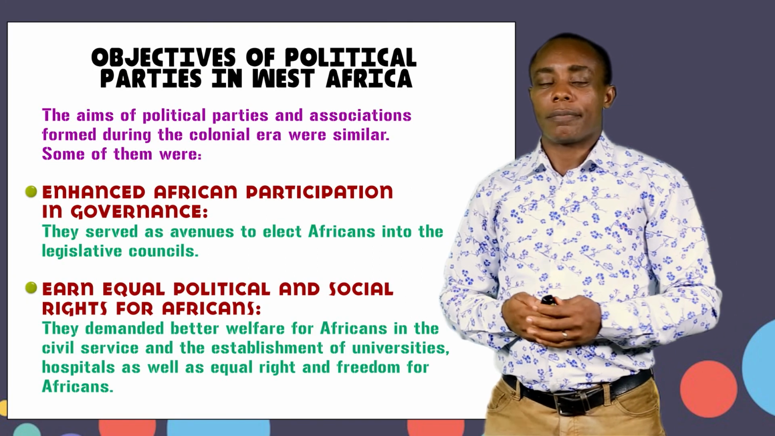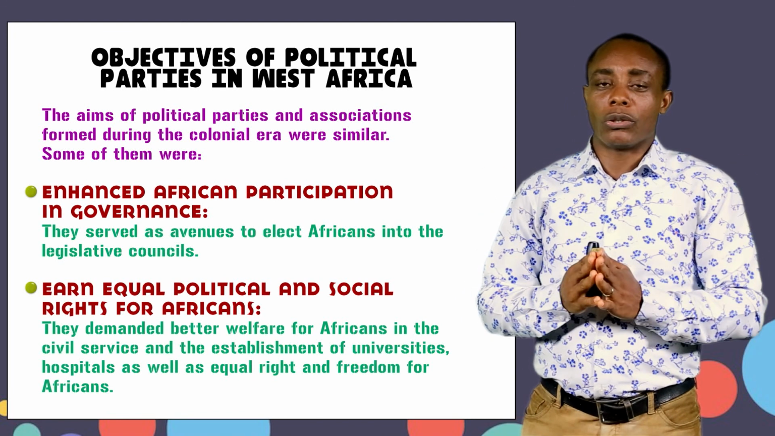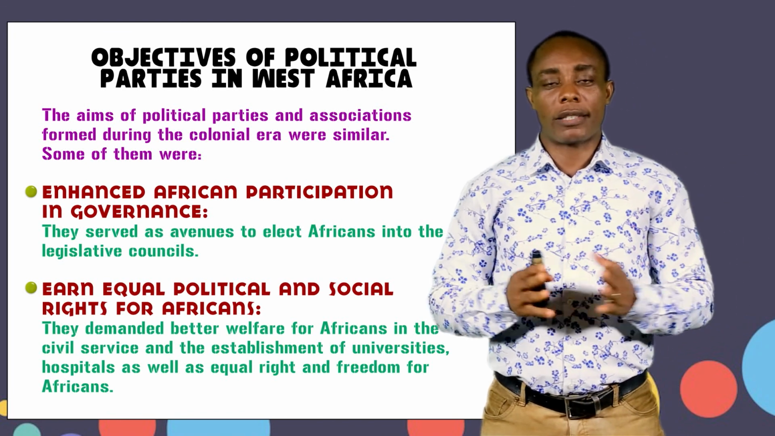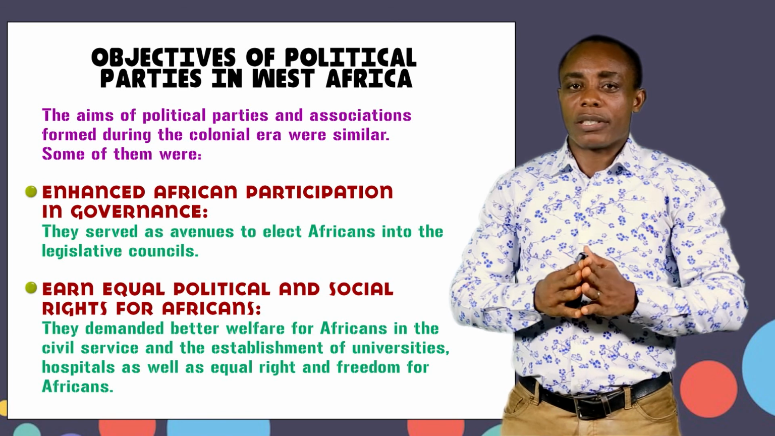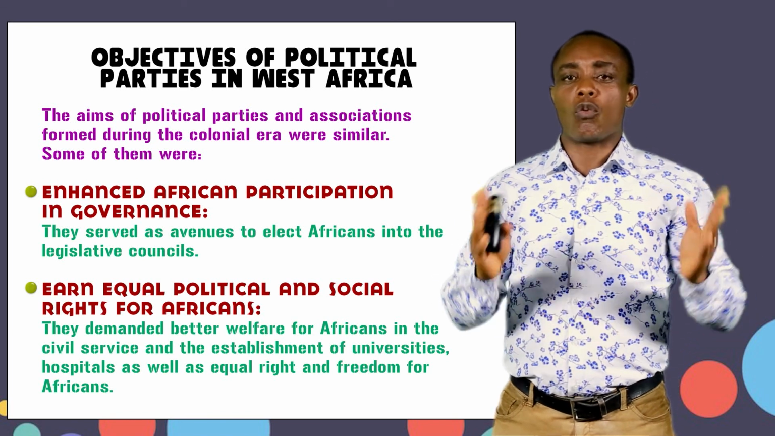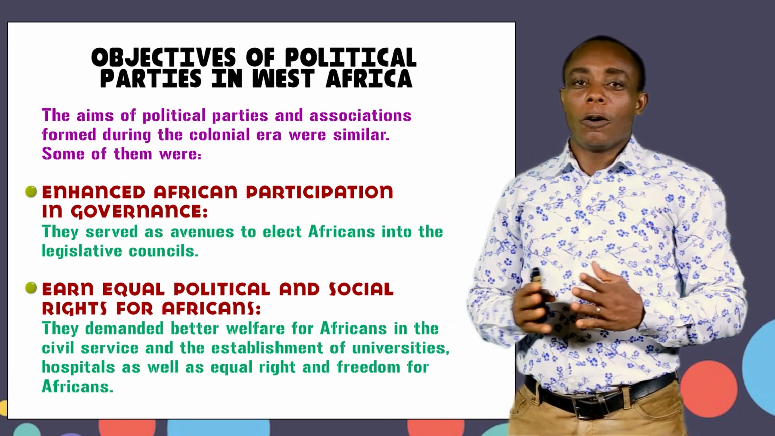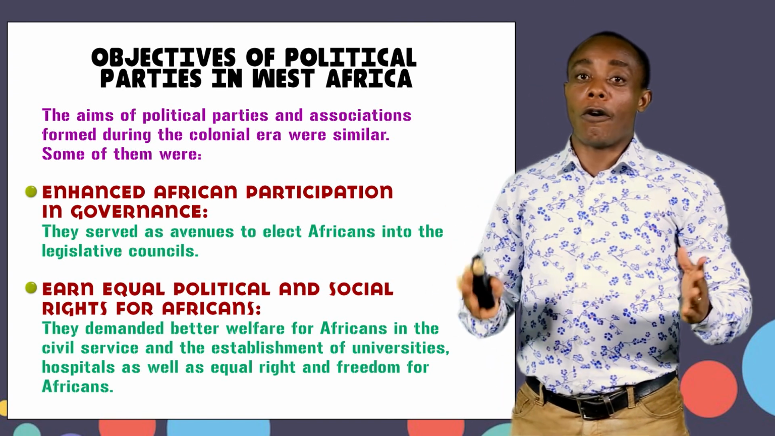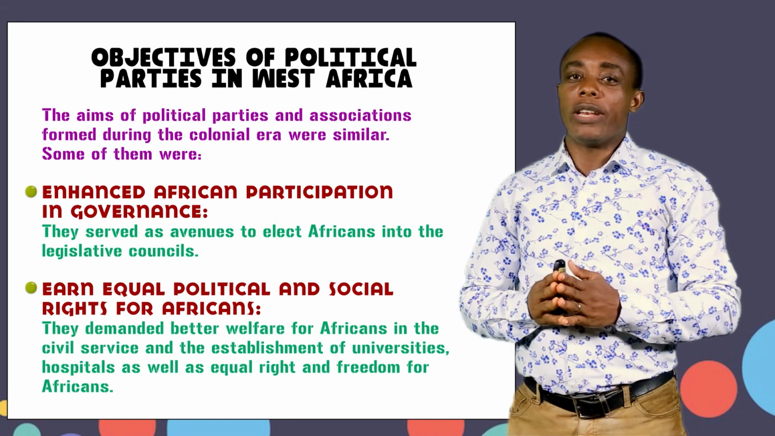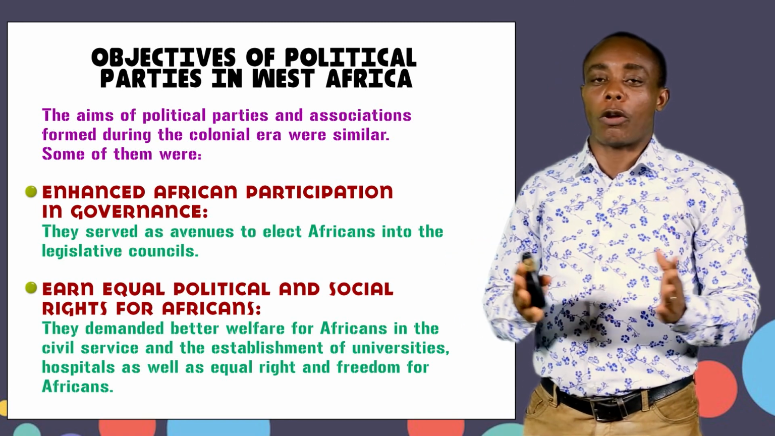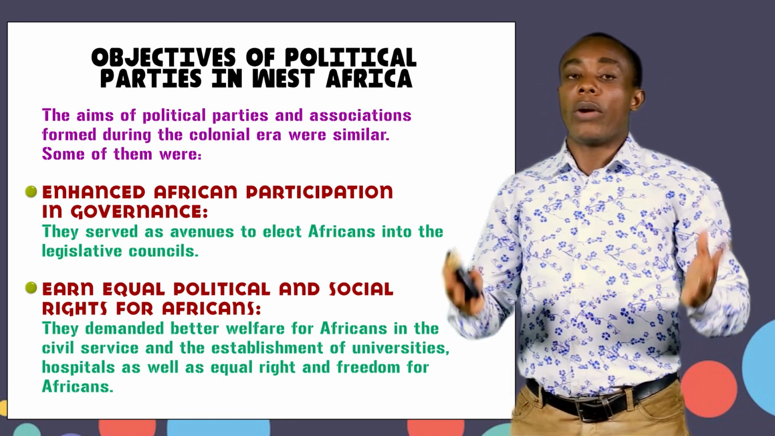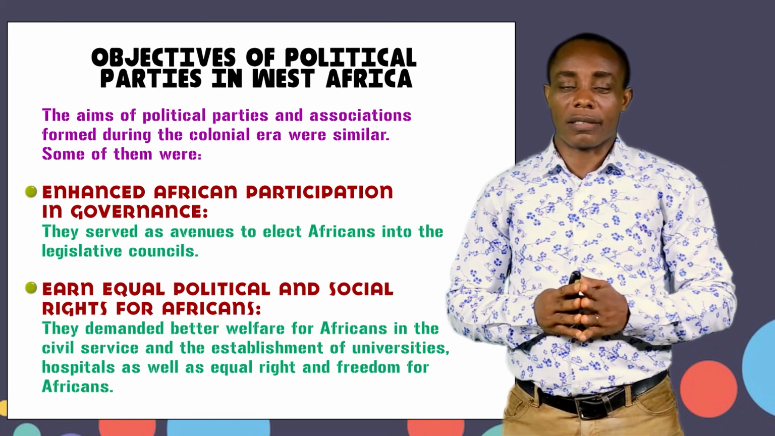Now let's look at the objectives for the formation of political parties in West Africa. What were the aims of forming political parties in West Africa? That is what we are going to consider now. Political parties and associations that were formed in West Africa during the colonial era had similar aims and objectives. 1. To enhance African participation in governance.